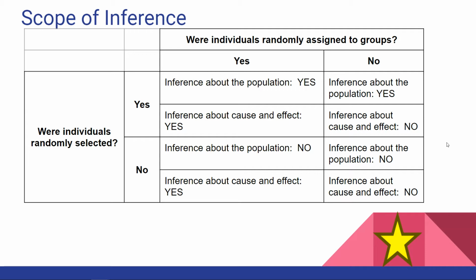If, however, there is no random assignment to groups, then you can only make an inference about the population. You cannot make an inference about the cause and effect. If you do have the groups assigned randomly, but the individuals inside those groups are not randomly selected, you cannot make an inference about the population, but you can make an inference about the cause and effect for the sample itself. And finally, if you have no randomization of the groups or of the selection, then you cannot make an inference about the population or the cause and effect. We're going to look at an example of how each one of these scenarios would play out.